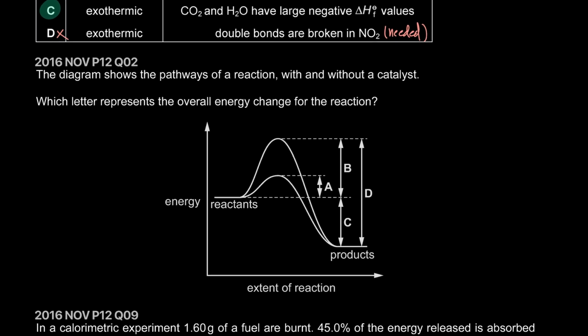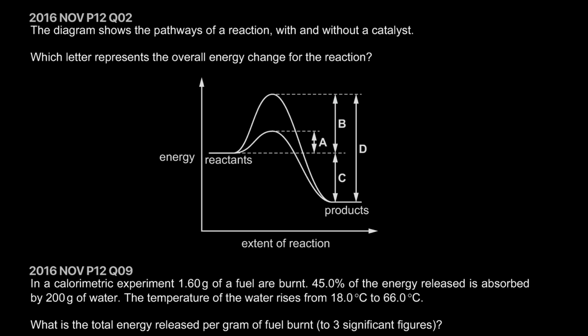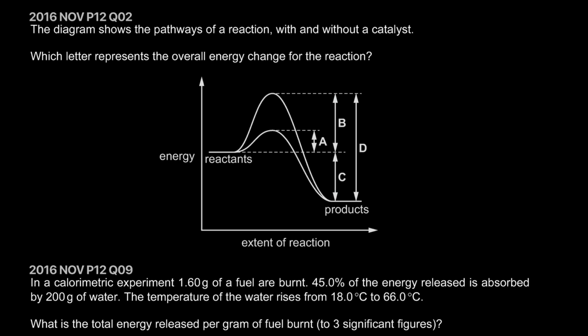All right, the next question says the diagram shows the pathways of a reaction with and without a catalyst. Which letter represents the overall energy change for the reaction? The overall enthalpy change of the reaction would be the enthalpy change when the products are formed from the reactants. So that would be the arrow from the reactants to the products, and the magnitude of that is just C. So the letter C represents the enthalpy change of the reaction.